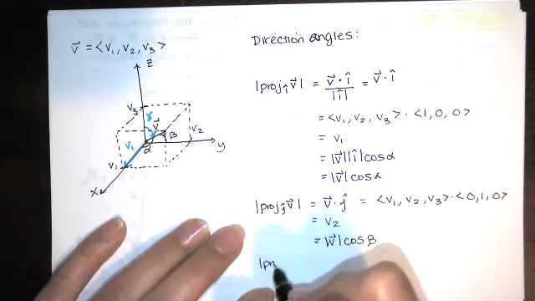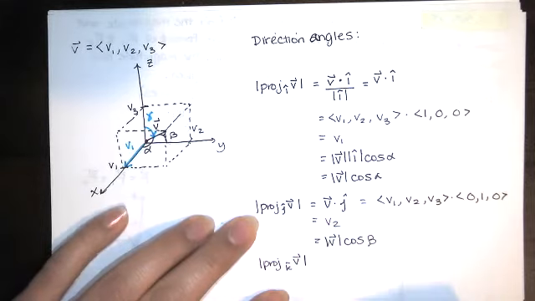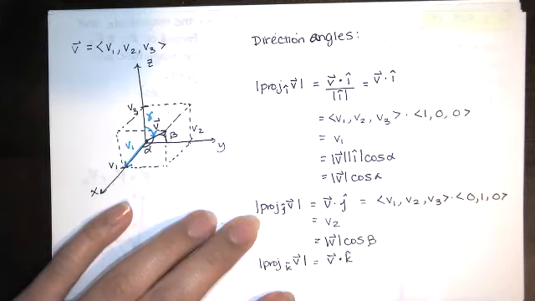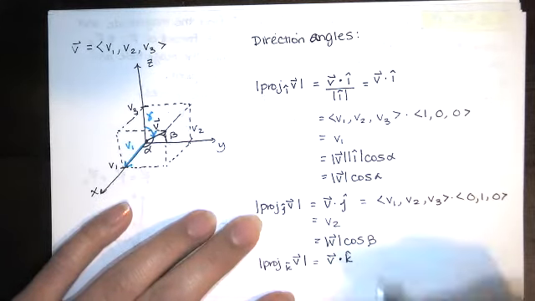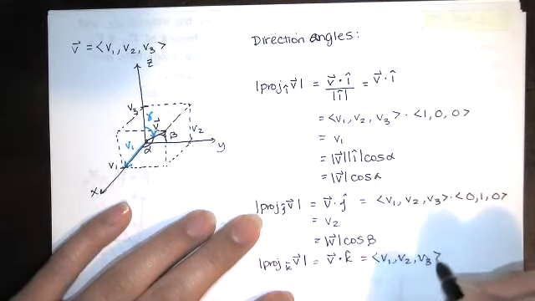And similarly, the projection of v onto k hat, if I just look at the length of that projection, it's v dotted with k hat divided by the length of k hat, which is 1. So we just end up with that dot product. And I think you can probably guess what the answer is going to be.